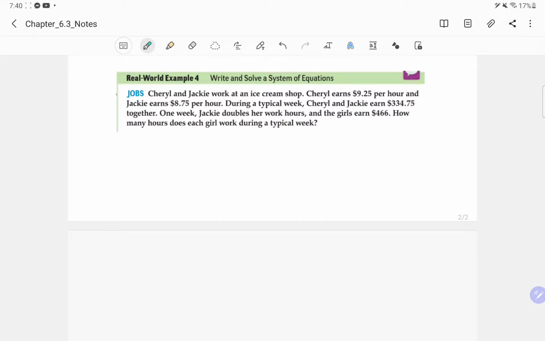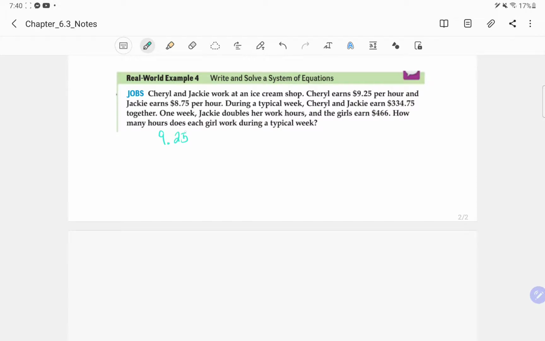Okay, so let's look at number 4. It says, Cheryl and Jackie work in an ice cream shop. Cheryl earns $9.25 every hour, but we don't know how many hours she works, right? We just know she earns $9.25 an hour. And then Jackie earns $8.75 an hour. Okay, but again, we don't know how many hours a week she works. But it says during a typical week, Cheryl and Jackie earn $334.75 together.